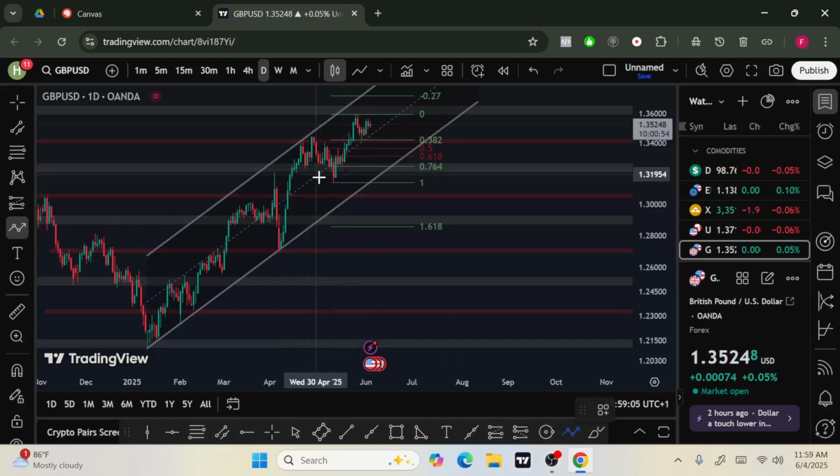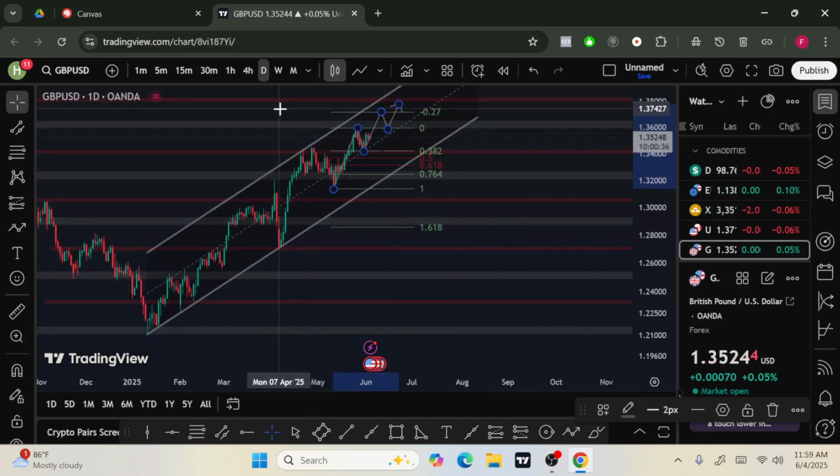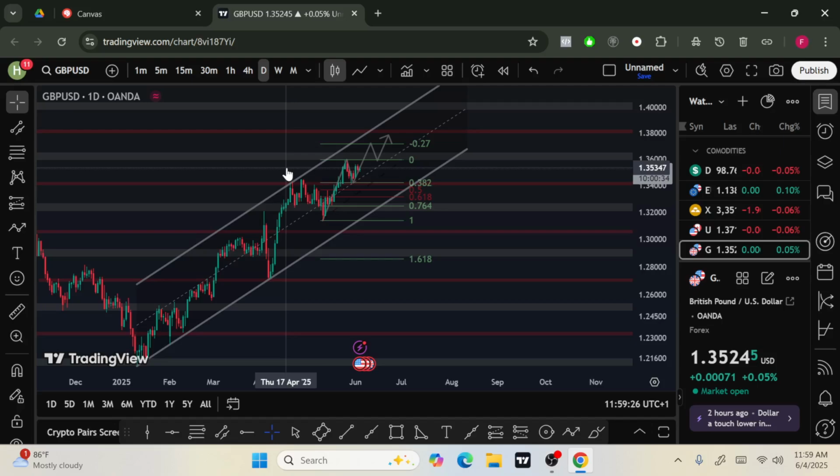Which implies that we have what market structure from here? Higher high, higher low. I'm expecting either an equal high or the next higher high, then higher low, then it continues the same repeated pattern to show us that market is moving in a what? Uptrend. Are you following?